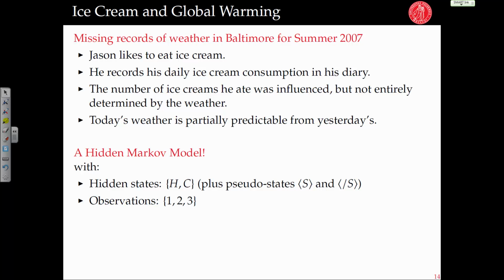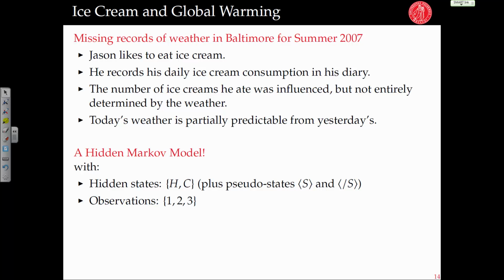We will limit our weather measurement to whether the day was hot or cold. It's very coarse-grained. So we have only two states, a hot day and a cold day, plus two pseudo-states that we are familiar with now, the start symbol and the end symbol of a sequence. And the observations are 1, 2, 3.